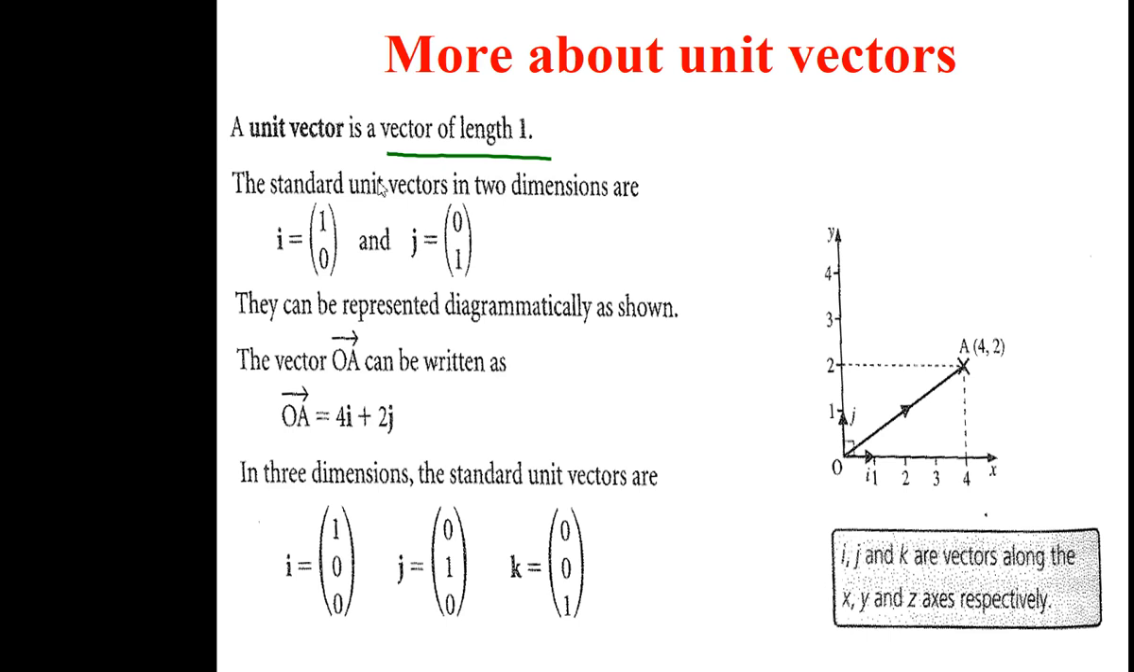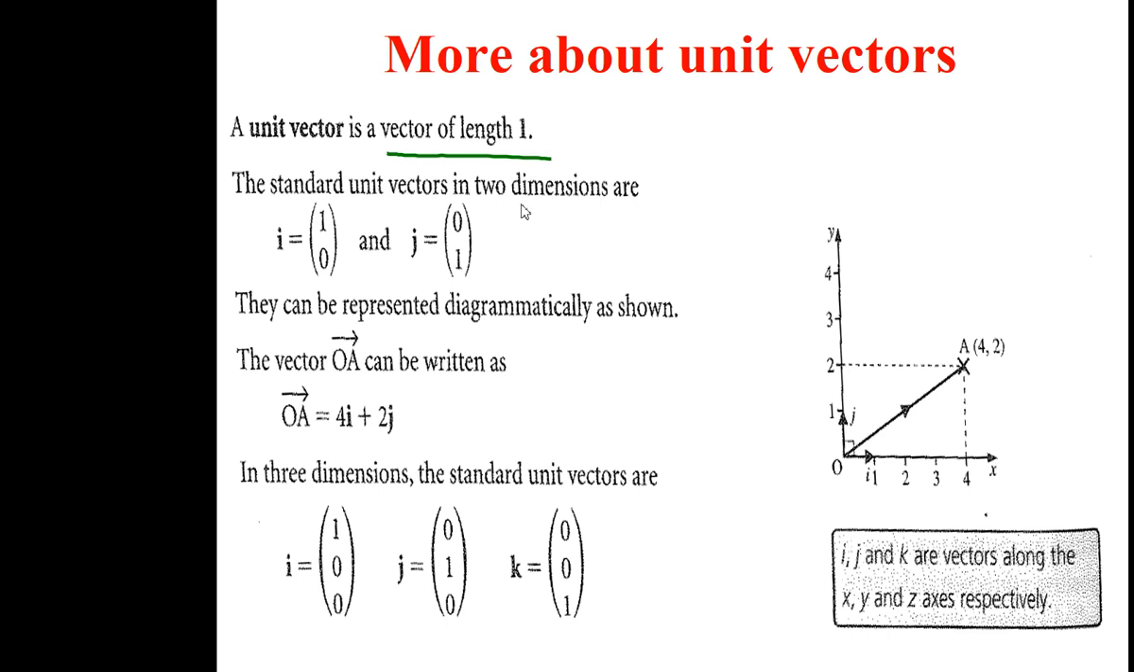The standard unit vectors in two dimensions, because at some point we're going to learn about three-dimensional vectors. If it was in two dimensions, you might not have learnt this in the past, this is a new way of writing a vector. For example, OA is a vector that connects point O to A, going in the direction from O to A. As a column vector, you would write it as (4, 2), because it goes across 4, up 2.